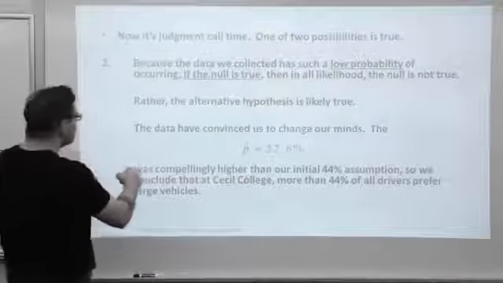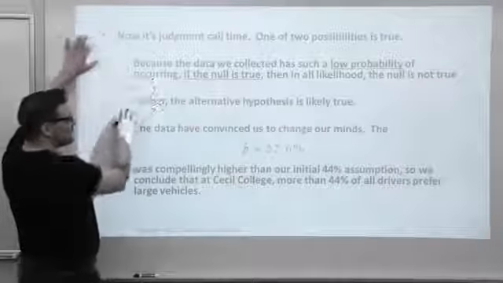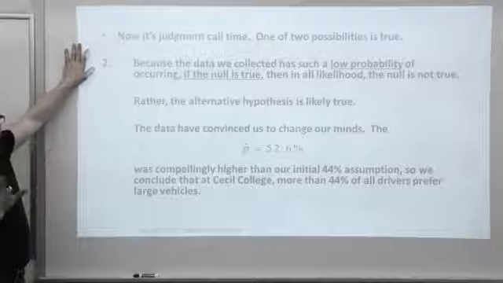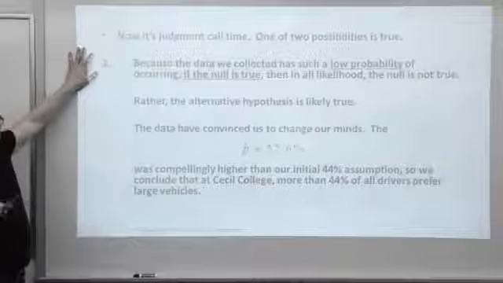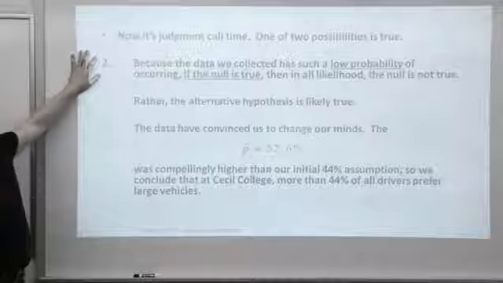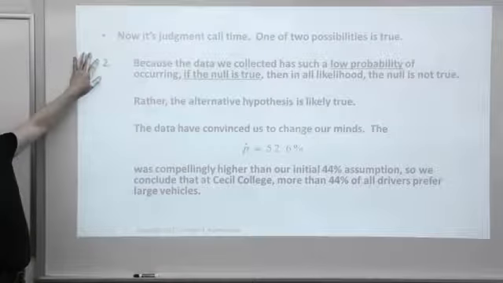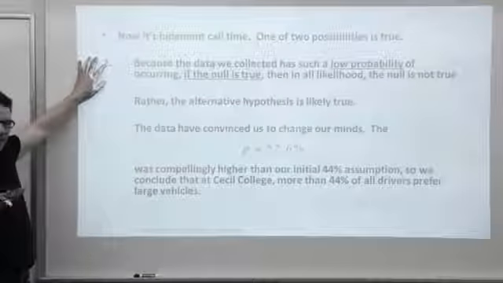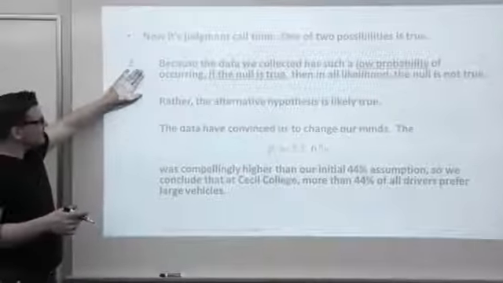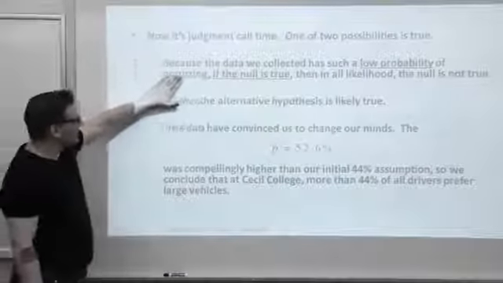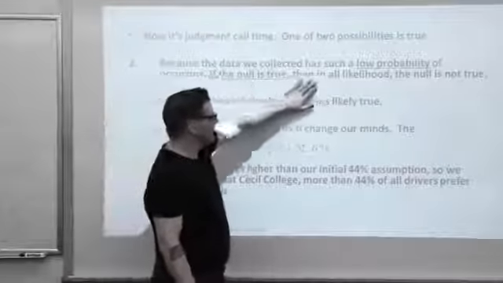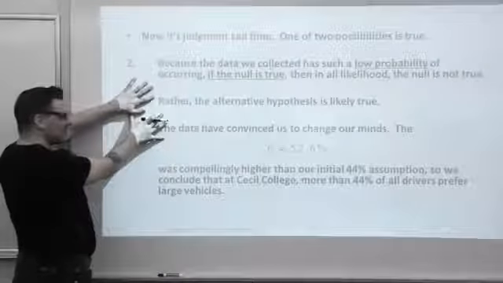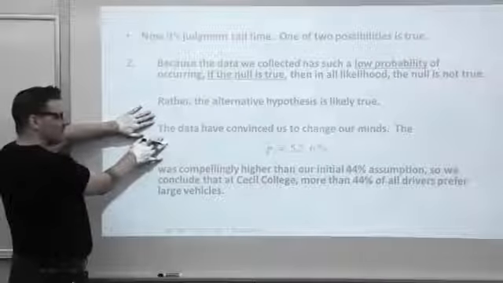Option 2, because the data we collected has such a low probability of occurring if the null is true, then in all likelihood, the null is not true. It's a logic puzzle. Basically, you're saying, all right, either the null is true or not, and do I have data to support it or refute it? Because the data we collected has such a low probability of occurring if the null is true, then in all likelihood it's not. That leads us to the alternative is true. The data have convinced us to change our minds.